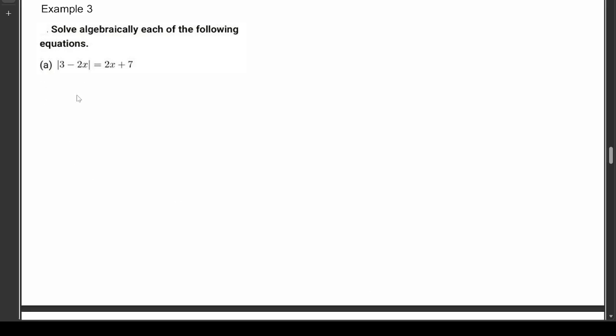Hello students, let's look at example 3, which is for question 6. Okay, so you're supposed to solve this equation with the modulus. When you have modulus, the first thing is you need to remove the modulus sign because there's an x inside.